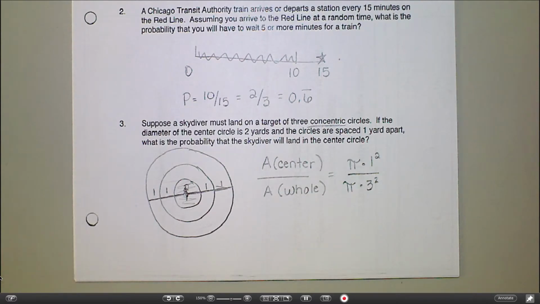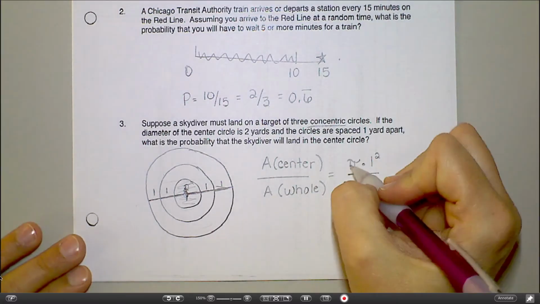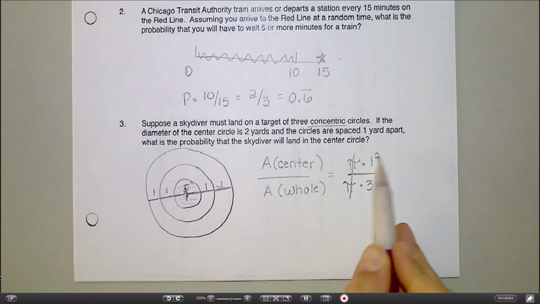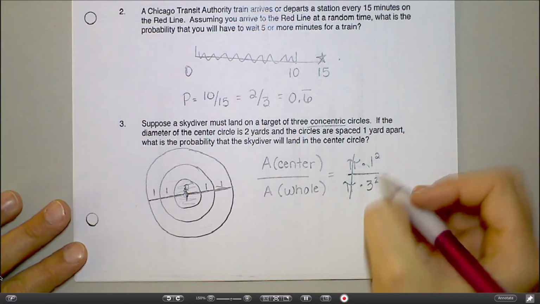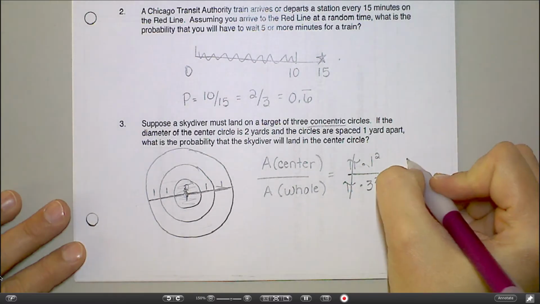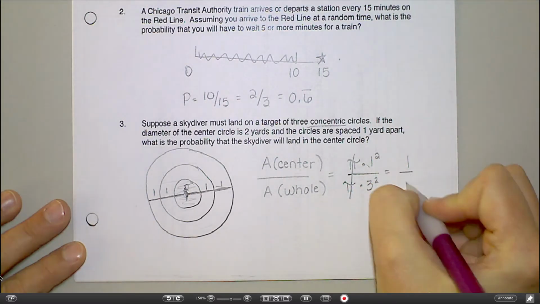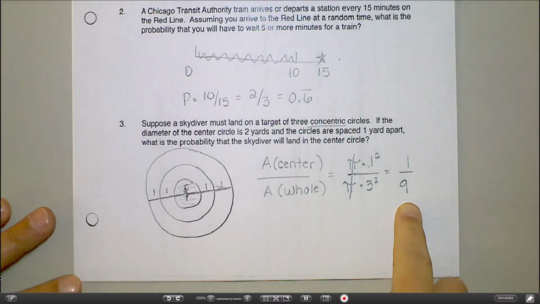What's going to happen here? Anyone see anything nice that's going to happen? Matt? The pies are going to cancel. The squares don't. The squares are kind of stuck to their own number. 1 squared is 1, 3 squared is 9, so your probability is just 1 out of 9.